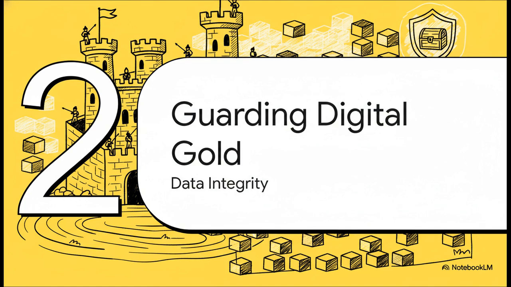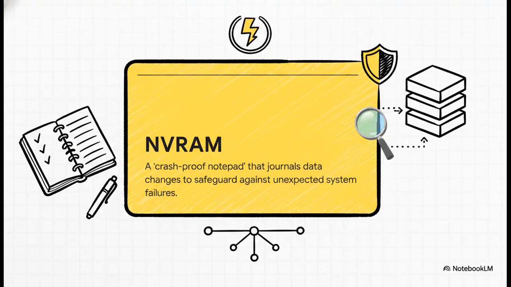All right, so we've got our foundation, but what's a fortress without guards, right? In the digital world, guarding means protecting the data itself from getting corrupted or worse, lost. So let's look at how ONTAP makes sure your data integrity is rock solid. So the first line of defense is this really cool thing called NVRAM. And you can just think of it as a crash-proof notepad.